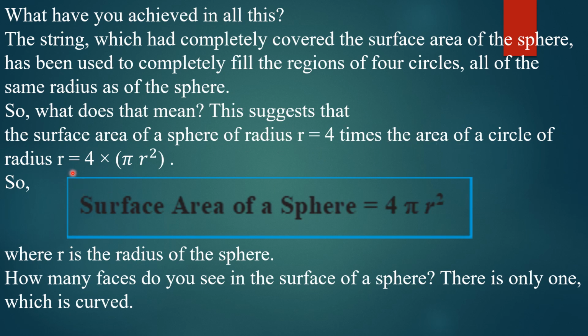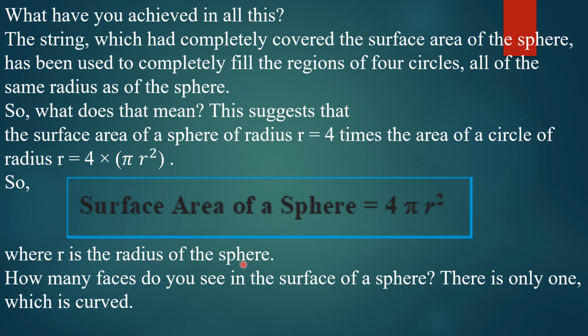That is equal to 4 into what is the area of a circle formula? Pi r square. Okay, my children, this is the surface area of a sphere. Please remember this formula. So surface area of a sphere is equal to 4 pi r square. Memorize this formula well, where r is the radius of the sphere.